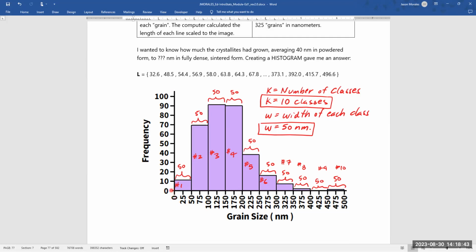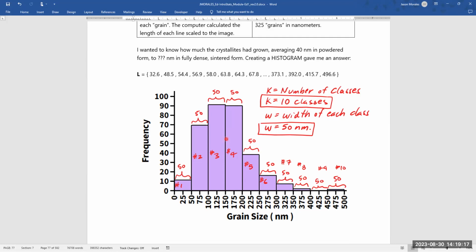So with a histogram, if you count the number of objects that were between 0 and 50 nanometers in size, I had about 11 of them in the image. For grains that were between 50 and 100 nanometers in size, I had maybe almost 70 of them in that image. And in grain sizes between 100 and 150, it was maybe a little over 90. From 150 to 200, I had just under 90, and so on.